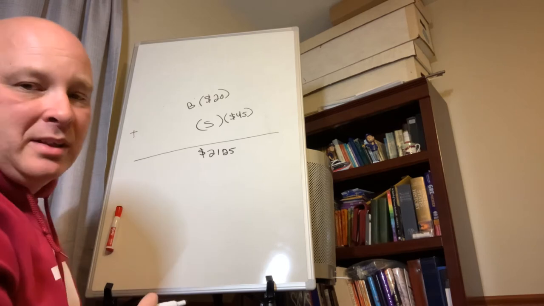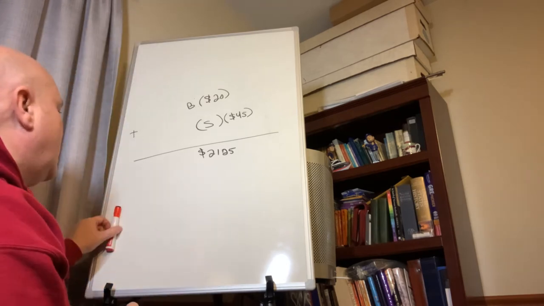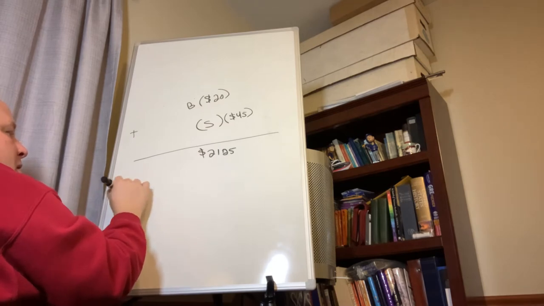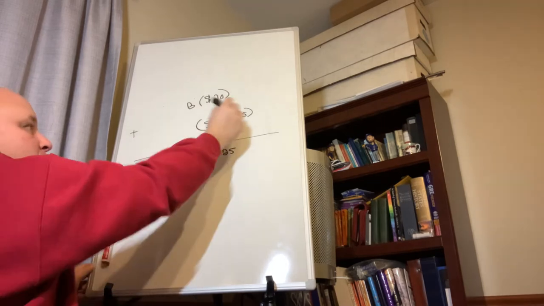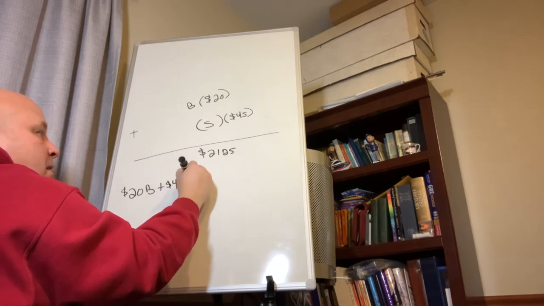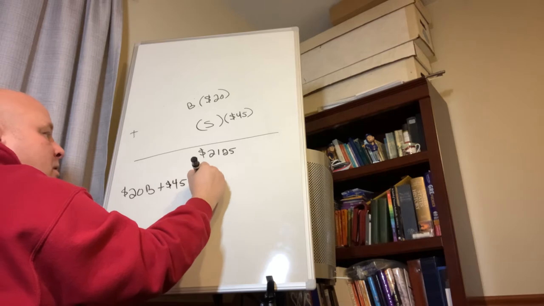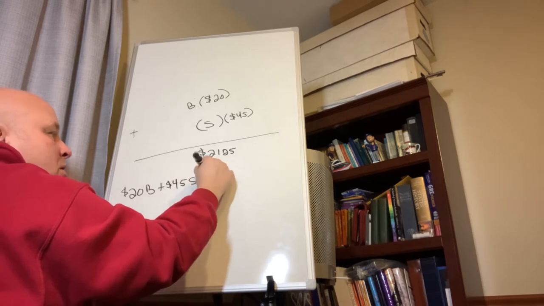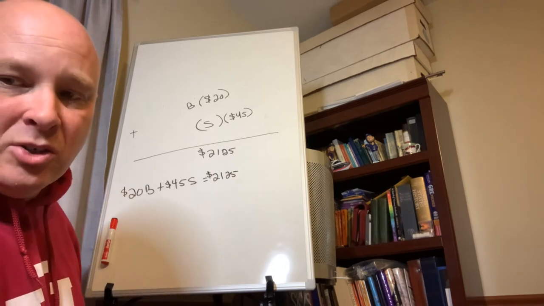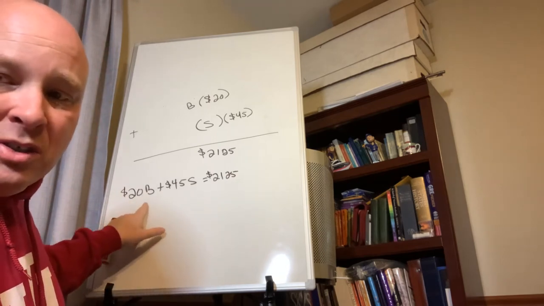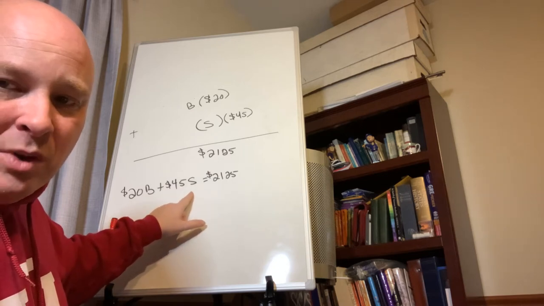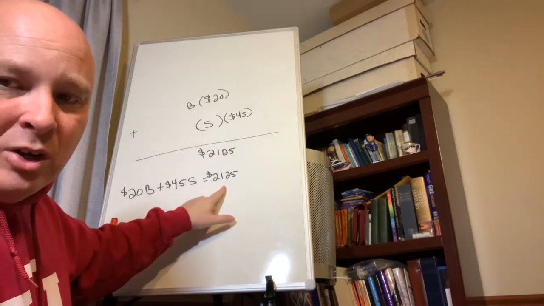Okay, so let me write that a little more algebraically here. I'm going to take $20 times B, plus $45 times S equals 2125. There's my algebraic equation, okay? $20 times the number of bikes rented plus $45 times the number of scooters rented equals $2,125.